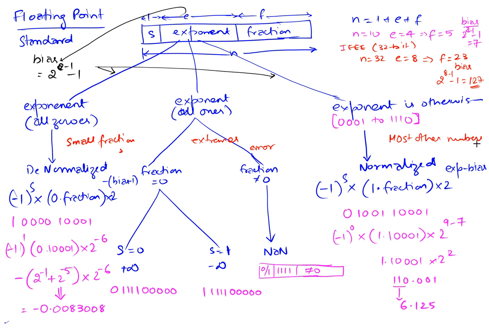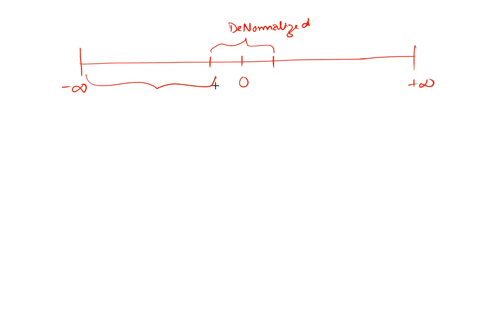So if I were to view a scenario of this, we will see the number line look like this. This is my minus infinity, this is my plus infinity, this is my zero, and there'll be numbers here between some small point where all these numbers will be denormalized numbers. And the numbers in this region and this region will together be normalized numbers. That's it.